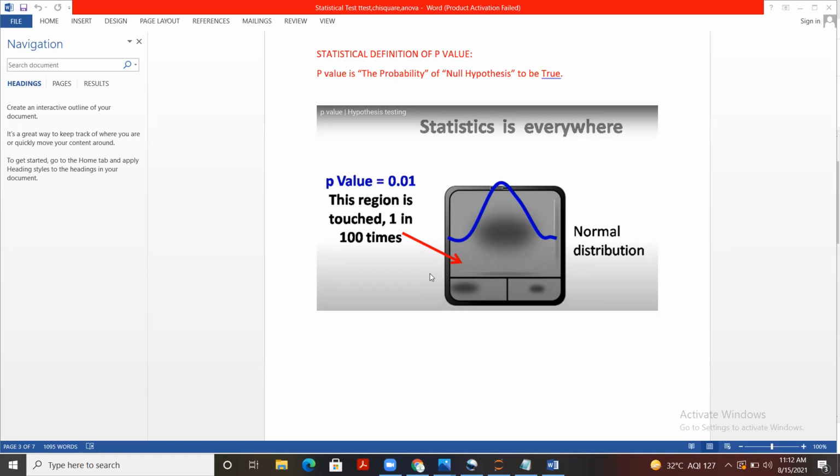Whatever we do, whether we reject the null or fail to reject the null, completely depends on the p-value. So the p-value is simply the probability of the null hypothesis being true. I have used this picture to help explain.